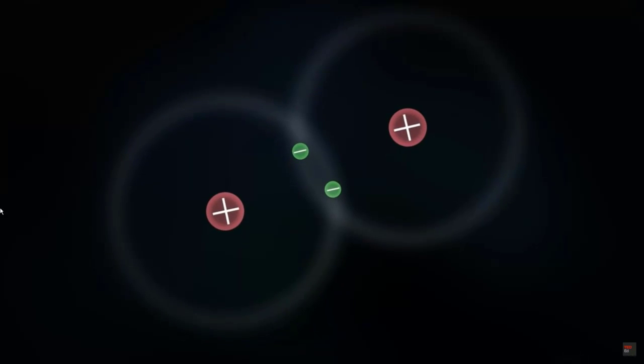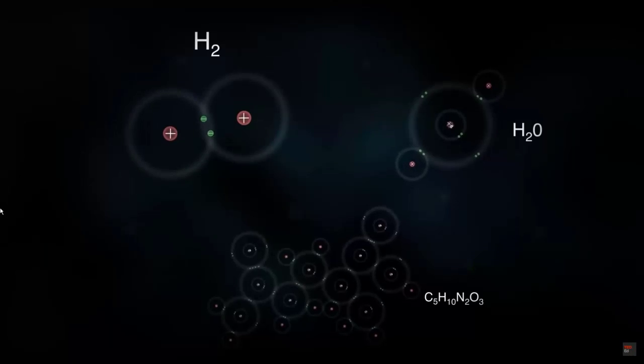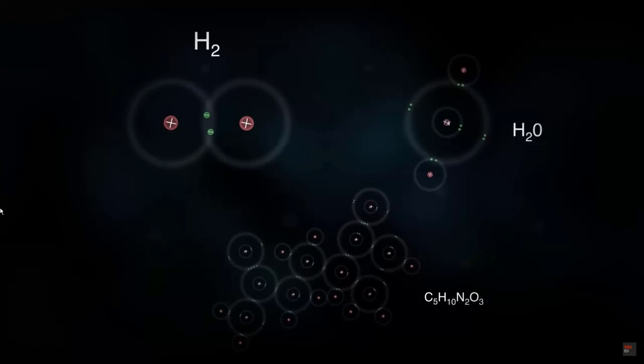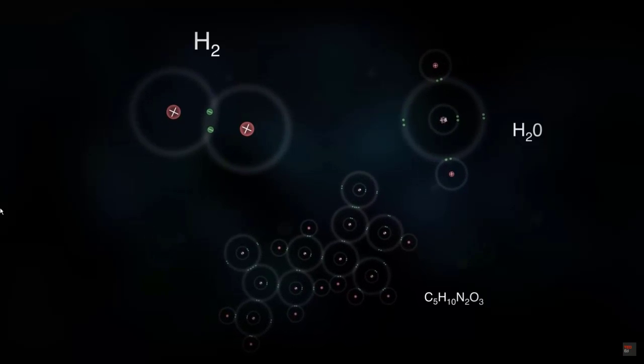Some atoms can covalently bond with just one other atom, others with many more. The number of other atoms one atom can bond with depends on how its electrons are arranged. So, how are electrons arranged?